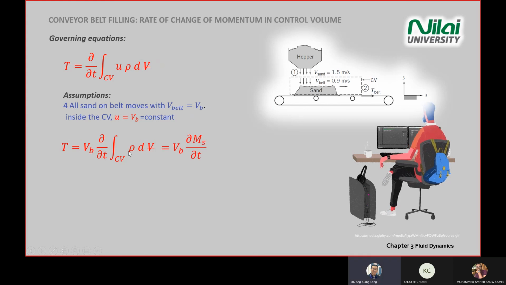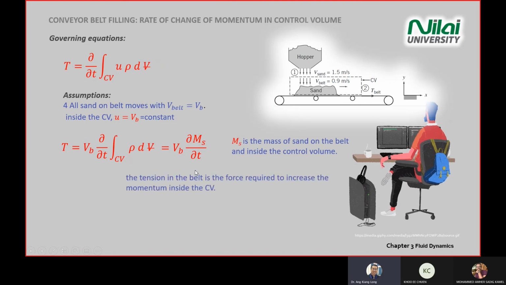So when you integrate rho dv, you get the mass of the system. Rho times volume gives you the mass of the system. And then the tension in the belt is the force required to increase the momentum inside the control volume here.